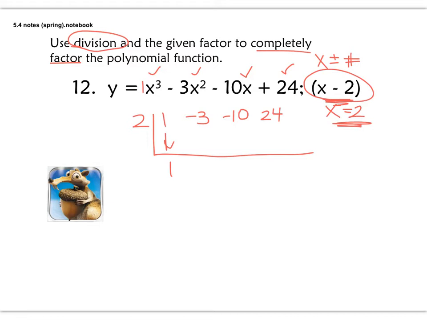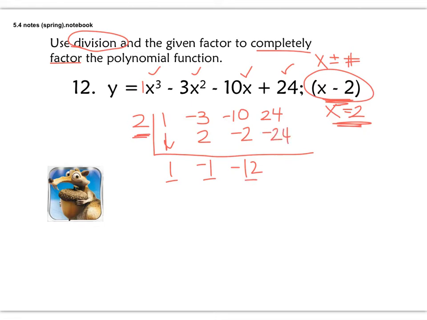Multiply on the angles, straight up and down we add. So 2 times 1 is 2. Negative 3 plus 2 is negative 1. Multiply 2 times negative 1 is negative 2. Add negative 10 and negative 2 to make negative 12. Multiply 2 times negative 12 is negative 24.